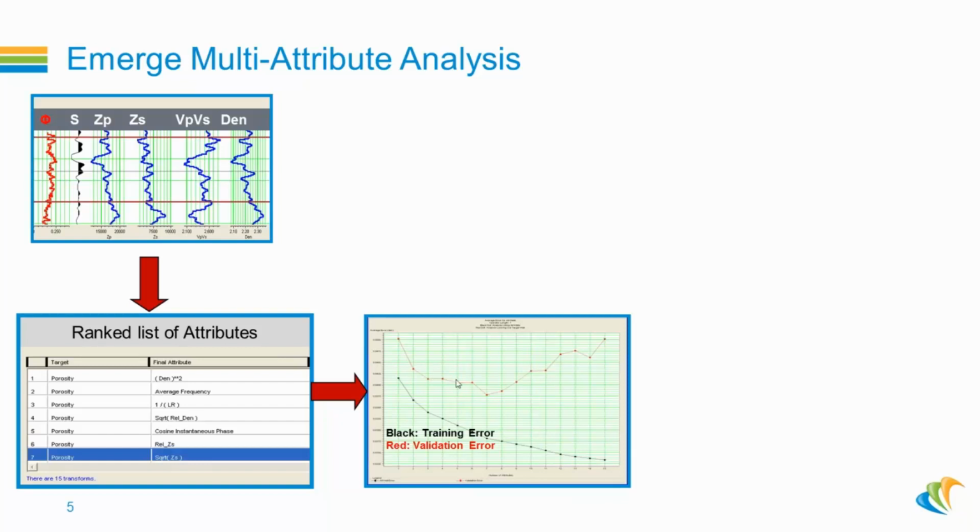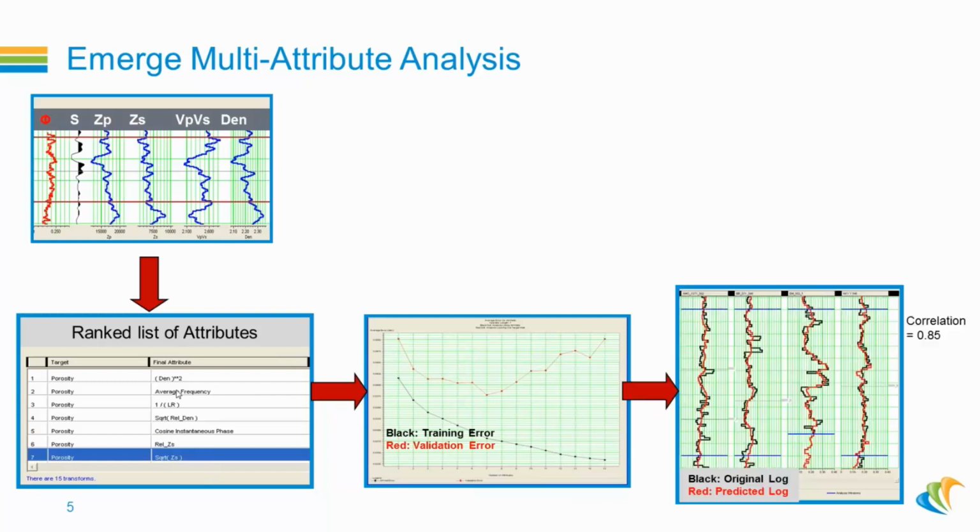The red curve is the validation curve, which was computed using a blind well validation test. So one by one, I excluded each well from the analysis and reran the same training without that well, and computed this blind well validation curve, which tells me that the best number of attributes to use will be 7, because these 7 attributes give me the smallest validation error. So this helps me to derive the actual equations that I can use for the estimation of the porosity.